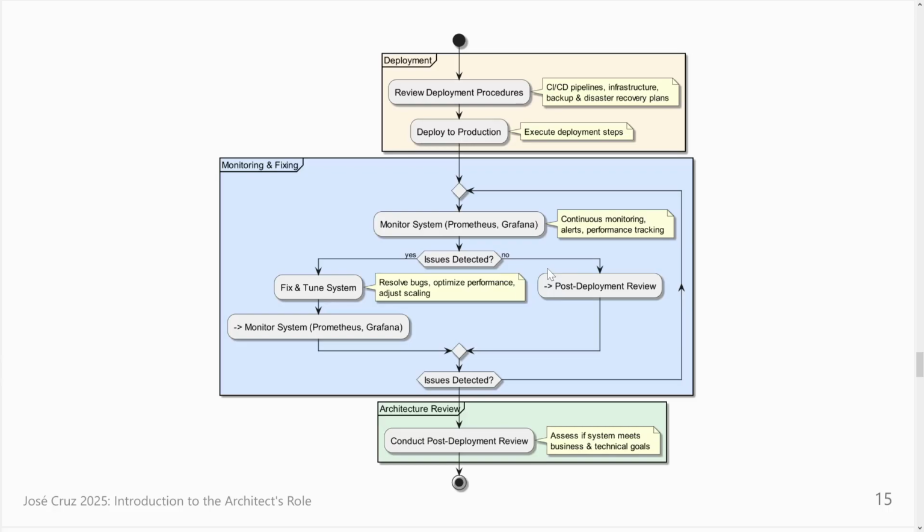There are always issues one way or another, but some of them are critical, other ones sometimes you can just pass for a while. And then again, you start to monitor the system. Again, you are on this cycle. So issues detected, and okay, architecture review, post-deployment review, assess if system needs business and technical goals, and things like that. I think it's quite intuitive when you understand the whole cycle of the software development.